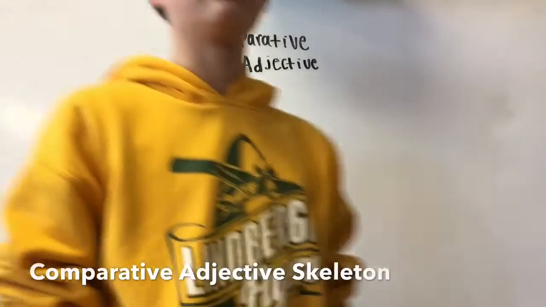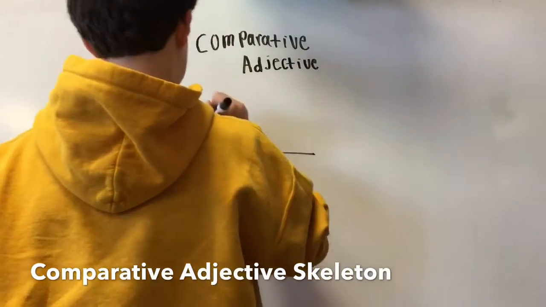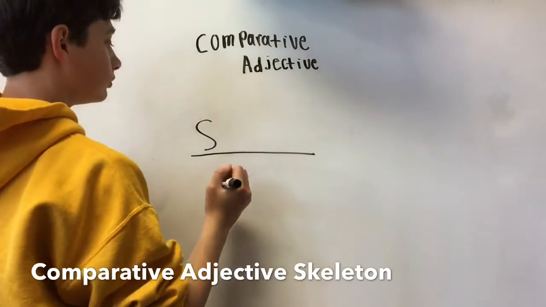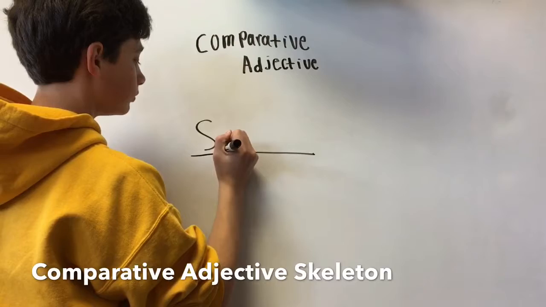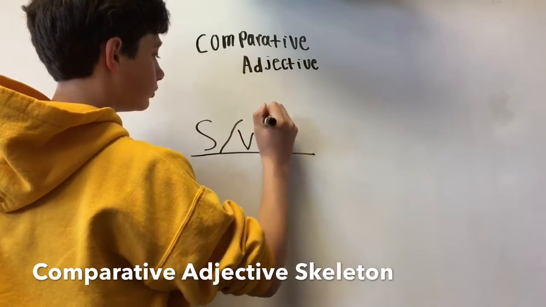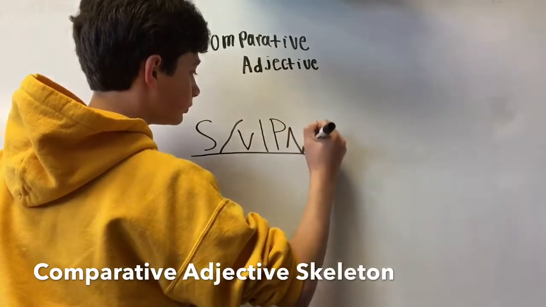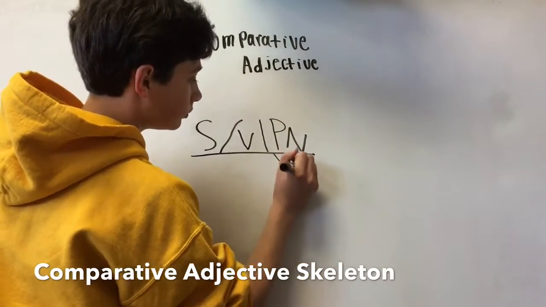Hello, I will be showing you the skeleton of a comparative adjective sentence. For the skeleton, we'll start out with the subject. After that, we'll put a slanted line and then the verb. After the verb, we'll put a line that goes halfway and then a predicate noun. Under the predicate noun will go the comparative adjective.